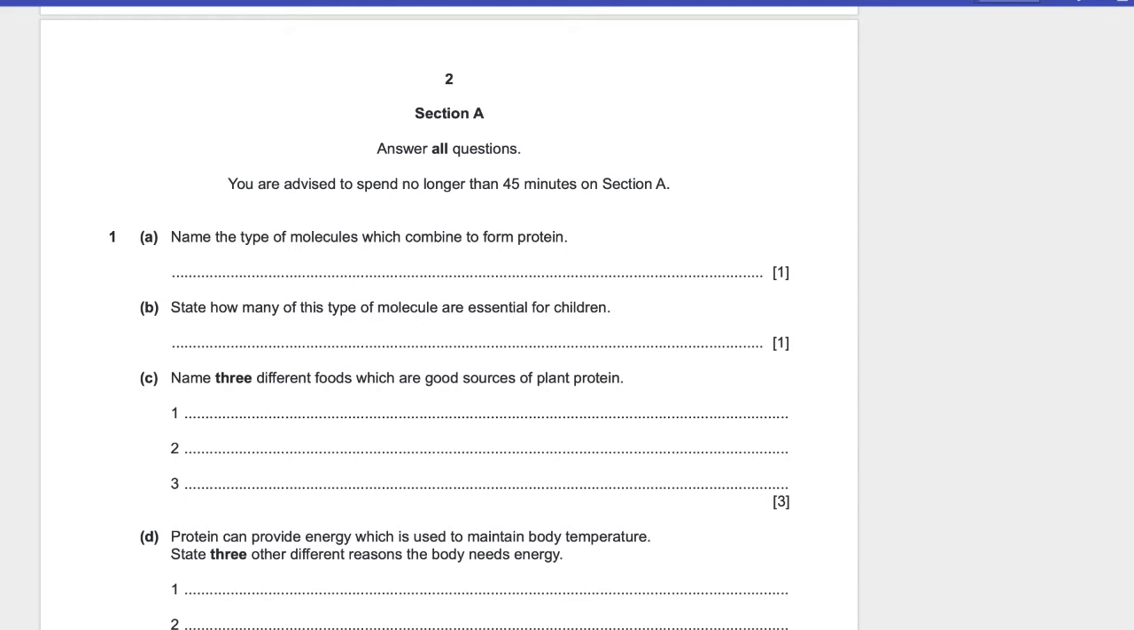Name the type of molecules which combine to form protein. Amino acids. State how many of this type of molecule are essential for children. 10.